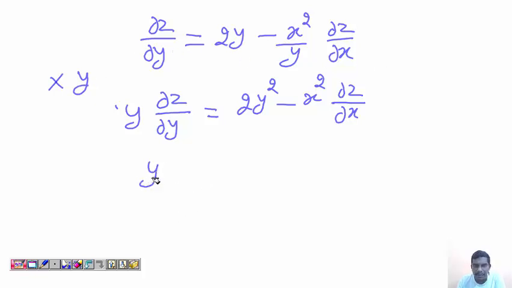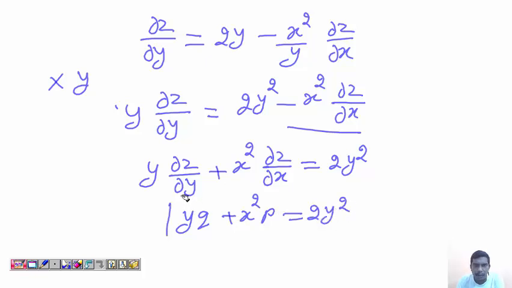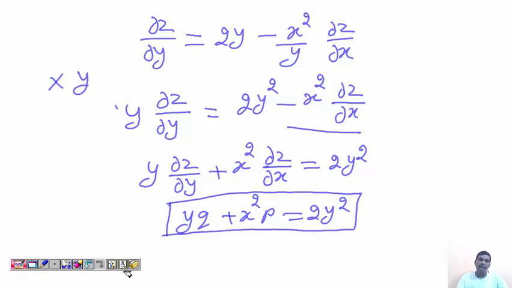Then I can say here y into dou z by dou y. This term I will transfer it to this side, plus this is x square into dou z by dou x, which is equal to 2y square. Or I can write y into q plus x square into p, which is equal to 2y square. This is the partial differential equation with respect to the given equation which contains the arbitrary constants.